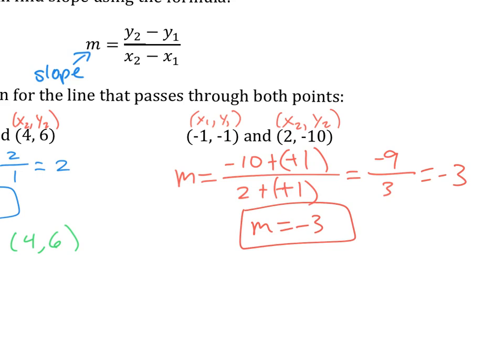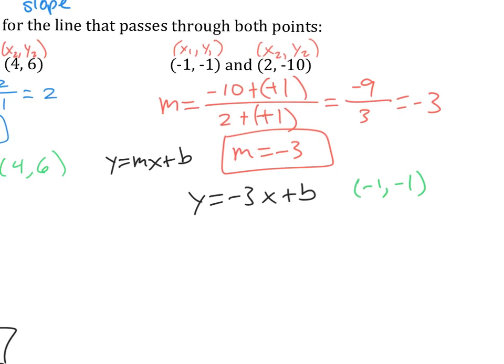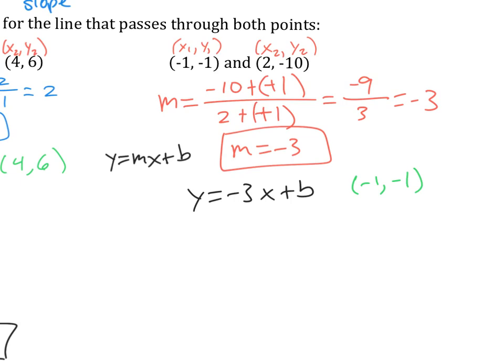Now we have to think about our equation y equals mx plus b. We still don't know what b is, but we do know m now. So we have y equals negative 3x plus b. And we can choose one of our points. Now, I'm going to choose the point negative 1, negative 1. You could also choose the other point, and you should try choosing the other point to see that you get the exact same thing as I did.